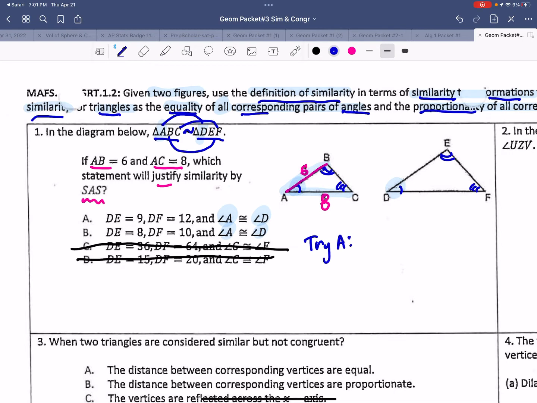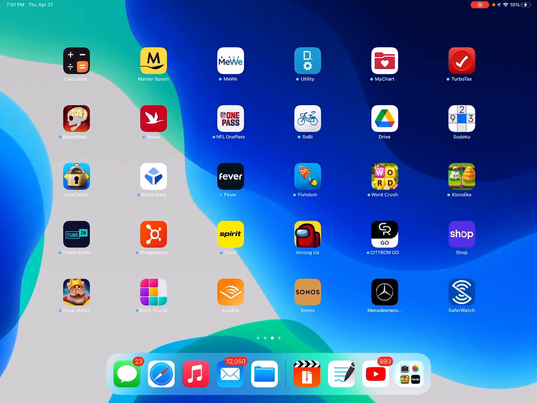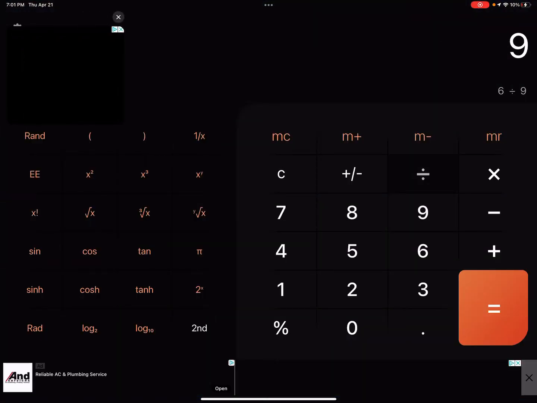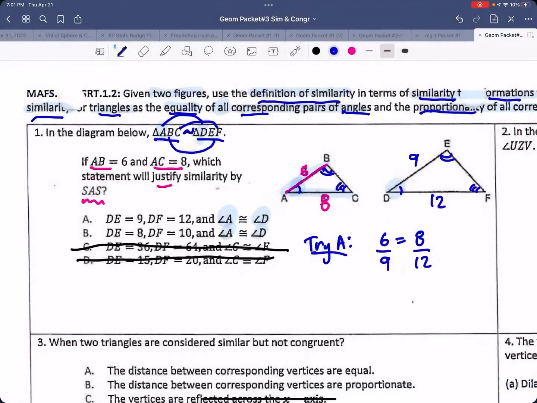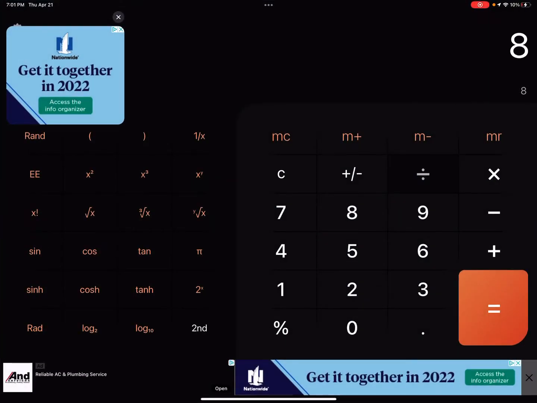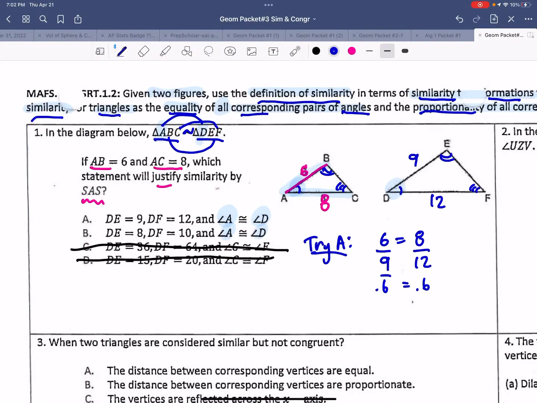All right, now, what about if DE, I'm going to try A. So if I try A, if DE was 9 and DF is 12. So order the baby least to greatest, 6 and 8. Order the mommy least to greatest, and let's see if this is the same ratio. So this, 6 divided by 9 equals 0.6 repeating. All right, 8 divided by 12. Let's give it a try. 8 divided by 12, 0.6 repeating. Okay, so it's definitely A.